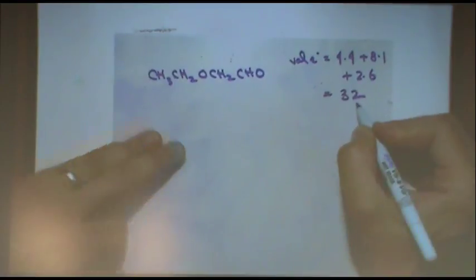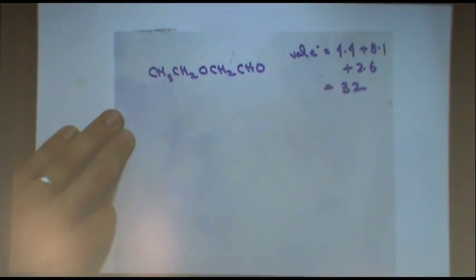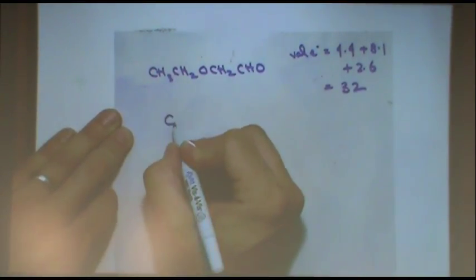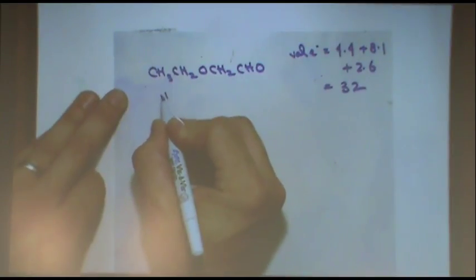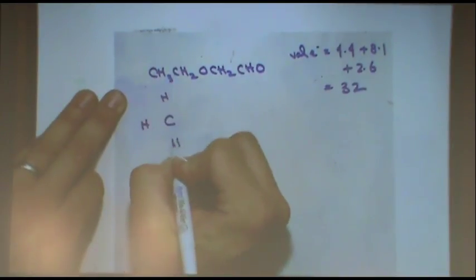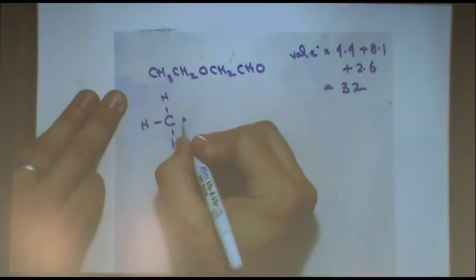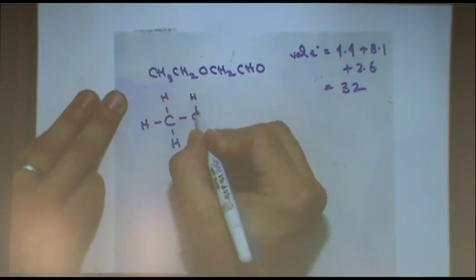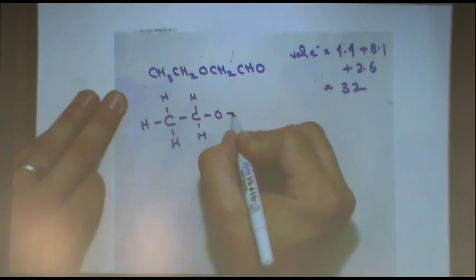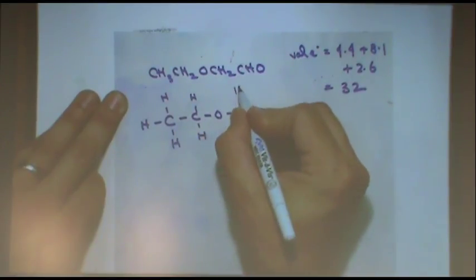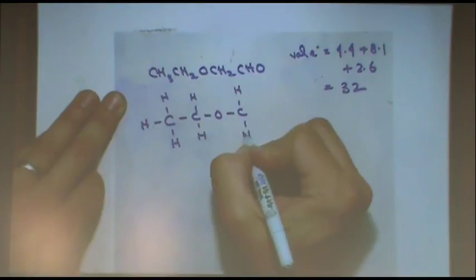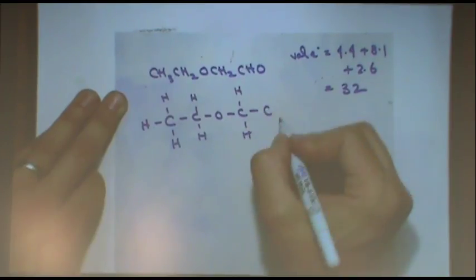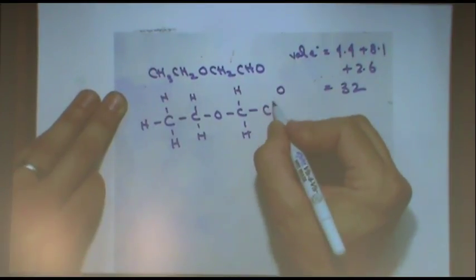Okay, until you correct me, I'll say it's 32. So now let's draw the skeleton. C, and then there's a list of hydrogens. That means the hydrogens are around them. Then the next atom is a C, and then there's 2 hydrogens around it. And then the next atom is an O. And then the next atom is a C with 2 hydrogens around it. And then the next atom is a C with a hydrogen next to it and an oxygen next to it.